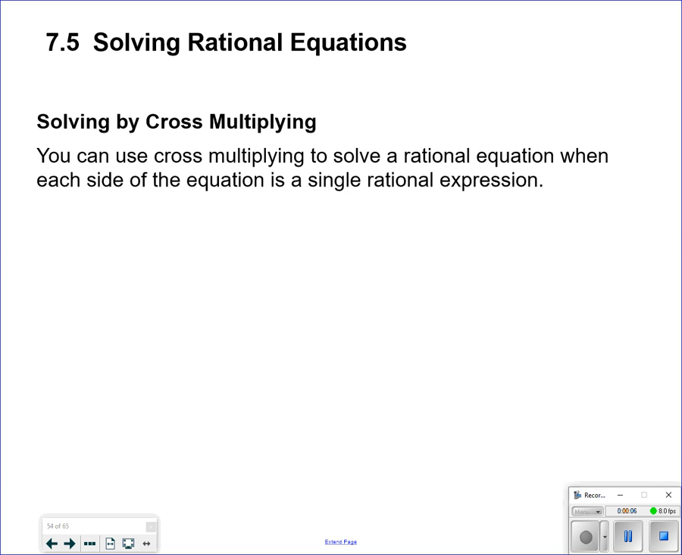Today we're going to do 7.5, solving rational equations. So now we're going to need an equal sign. We're going to actually solve these questions that have fractions in them. So cross multiply is the first one.